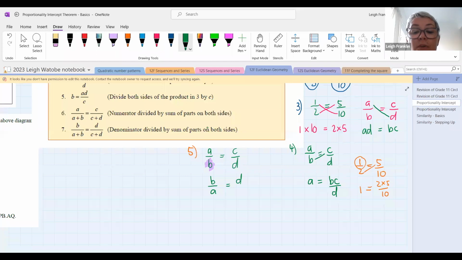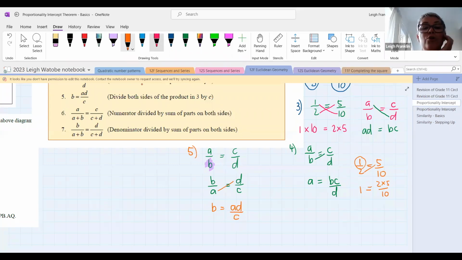We've got to put D in the numerator and C in the denominator. Now we want B on its own. So we're going to cross multiply A with D in order for B to be left on its own. So B is going to be equal to A times D divided by C.